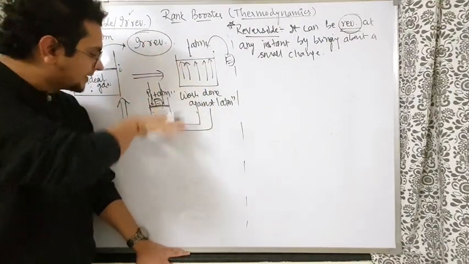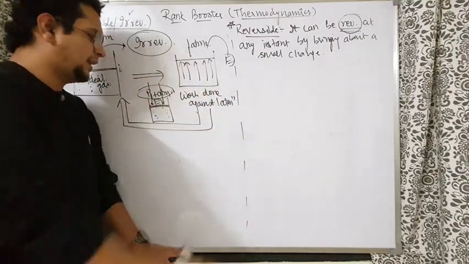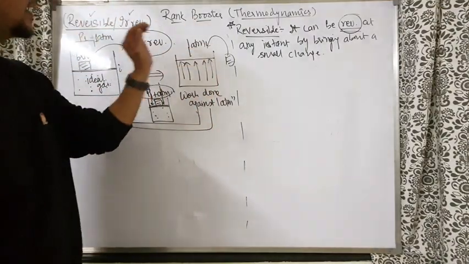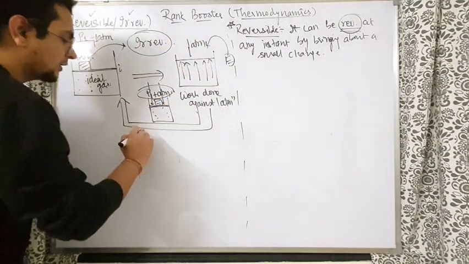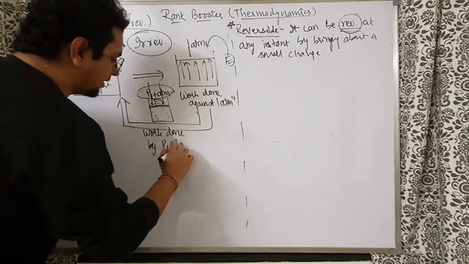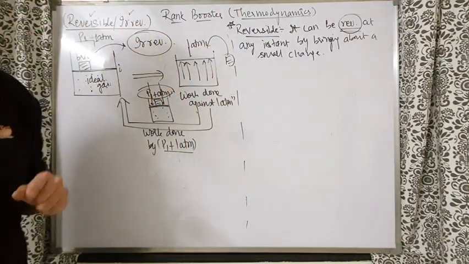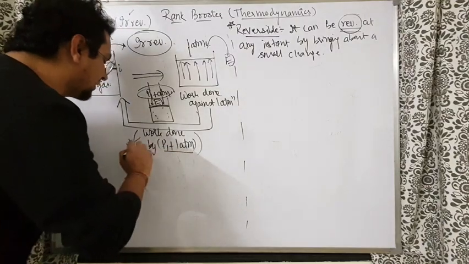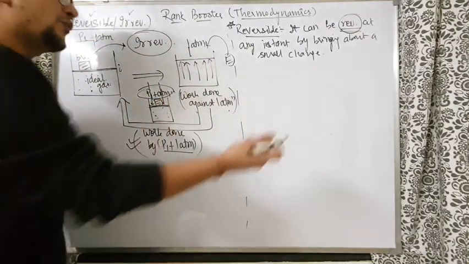So when the gas is getting pushed, the work is done by P1 plus atm. Understand, while going up, the work was done against 1 atm, but while coming back, the work is done by P1 plus 1 atm. Are you able to understand this idea? So certainly this work done is more in magnitude than this work done. It is a very simple concept.